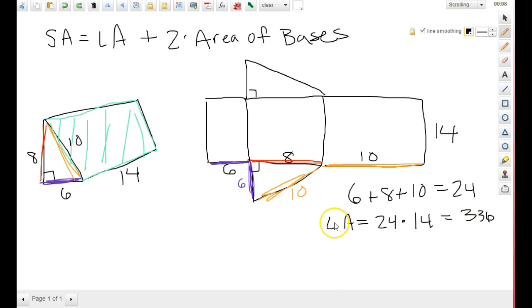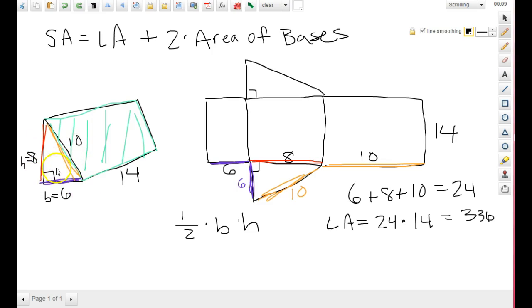It could also ask you for the full surface area. So now we need to put the area of the bases and add it to the lateral area. So the base is a triangle. The area of a triangle is 1/2 base times height. So when they give you a right triangle like this, the base is one side, one leg, and the height is the other leg of the triangle itself.